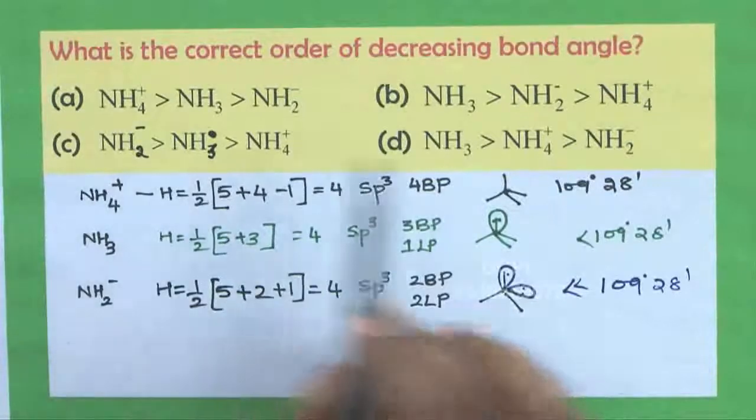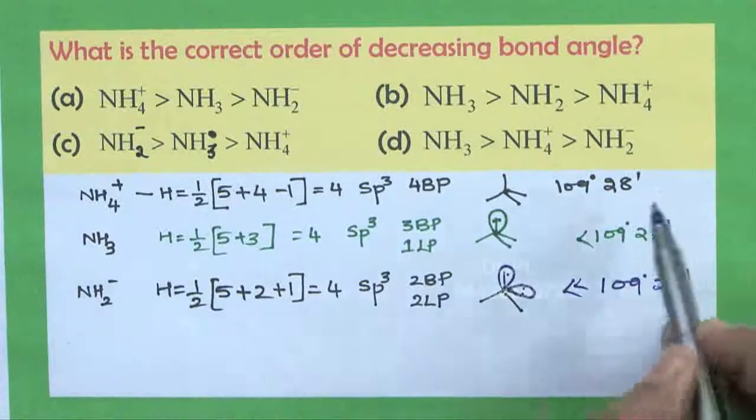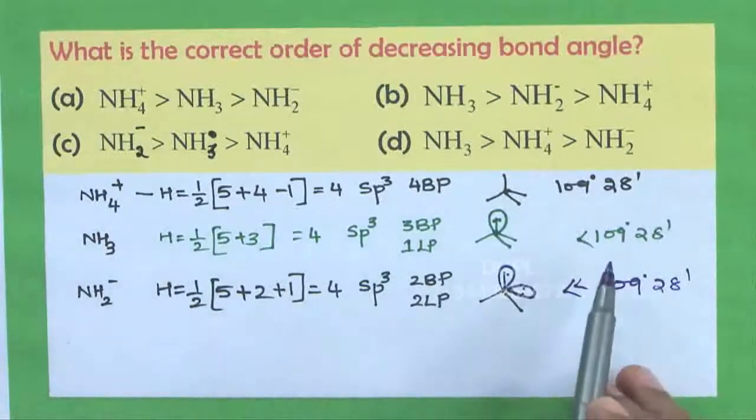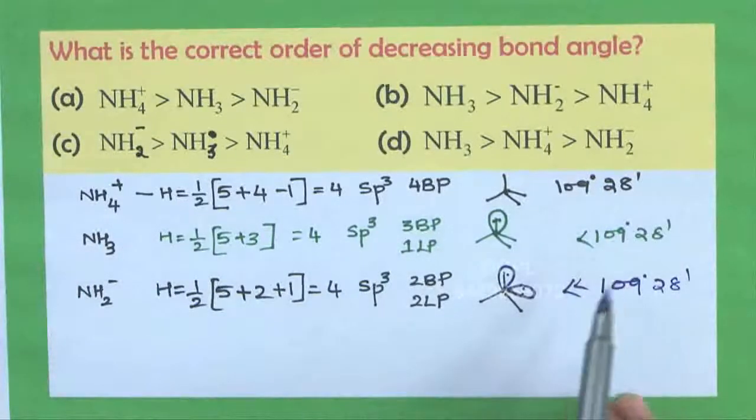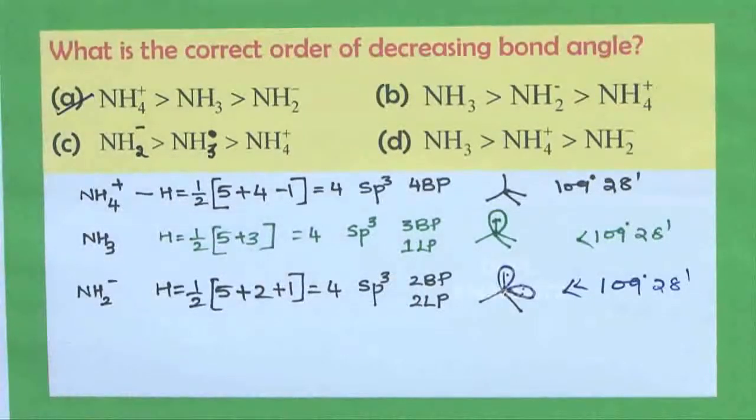So if you want to predict the correct decreasing order, the molecule with the highest bond angle is NH4 plus, next comes NH3, next comes NH2 minus. Hence the correct answer is option A, NH4 plus greater than NH3 greater than NH2 minus.